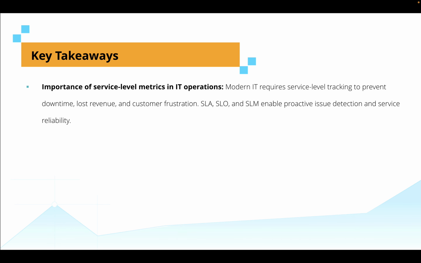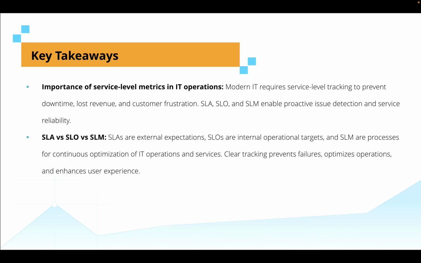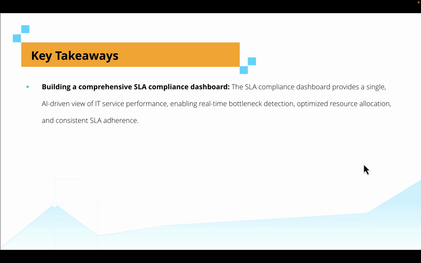Then we tried to differentiate the 3 metrics. In short, SLAs define the service expectations. SLOs set measurable internal targets to meet SLAs, and SLM is the continuous process of IT monitoring and optimization for alignment with business objectives. Then we moved on to the individual metrics and their dashboards, starting with SLA compliance dashboards. An SLA compliance dashboard offers a consolidated view of service performance, technician productivity, and cost implication of SLA breaches. AI-powered insights help spot bottlenecks and streamline resolutions while ensuring service reliability.